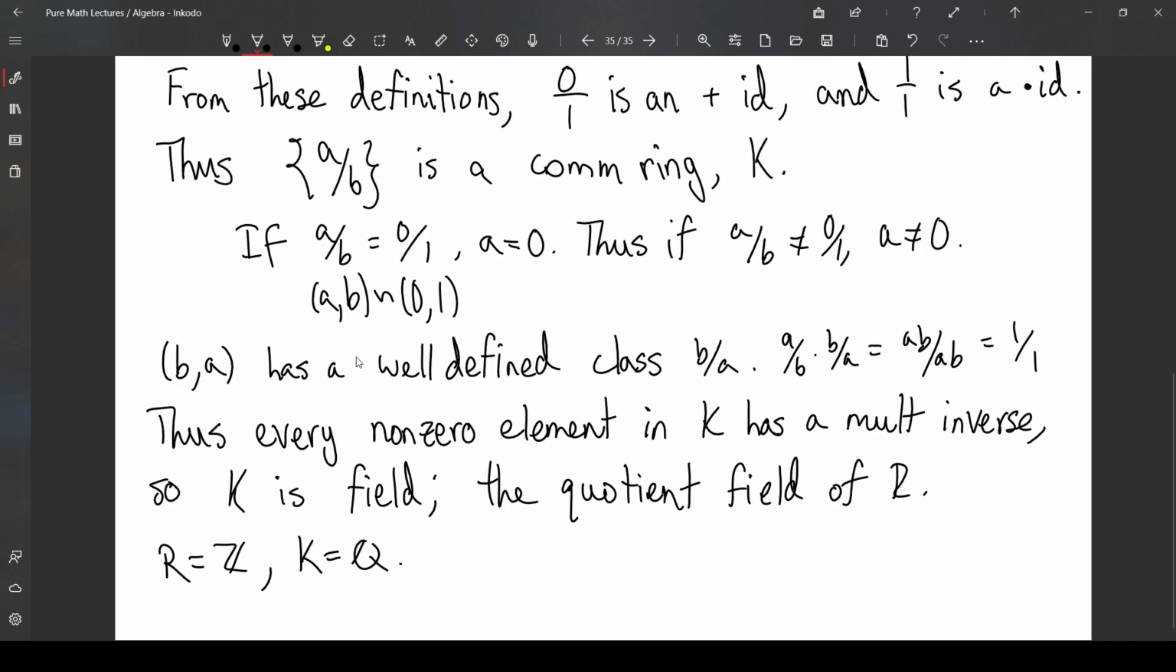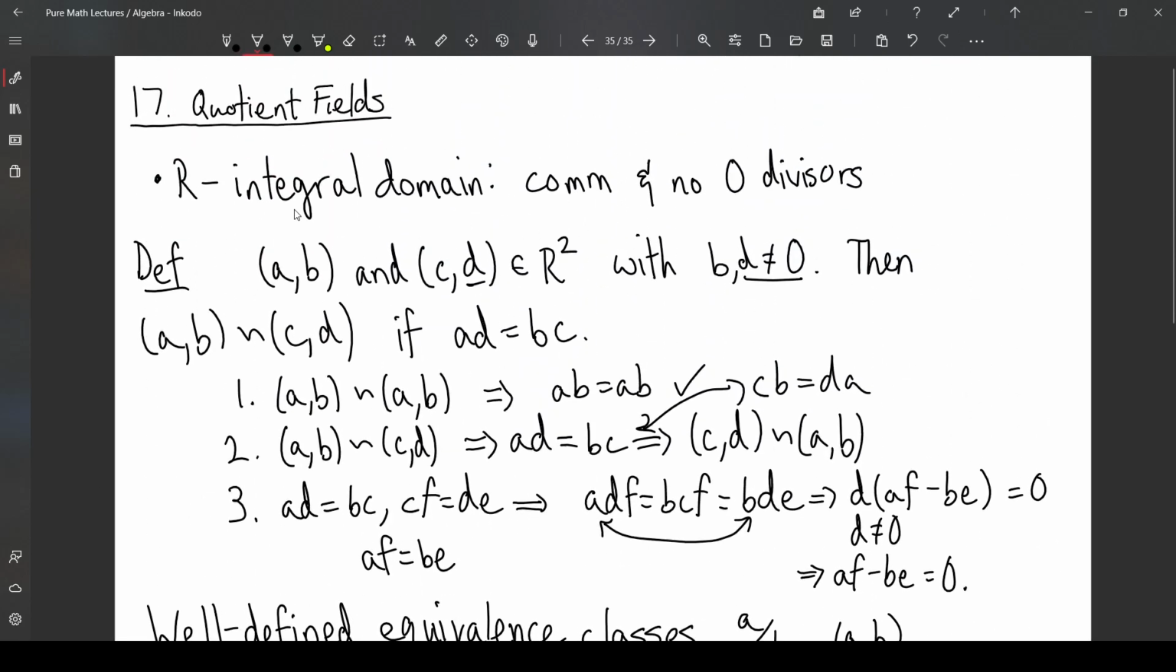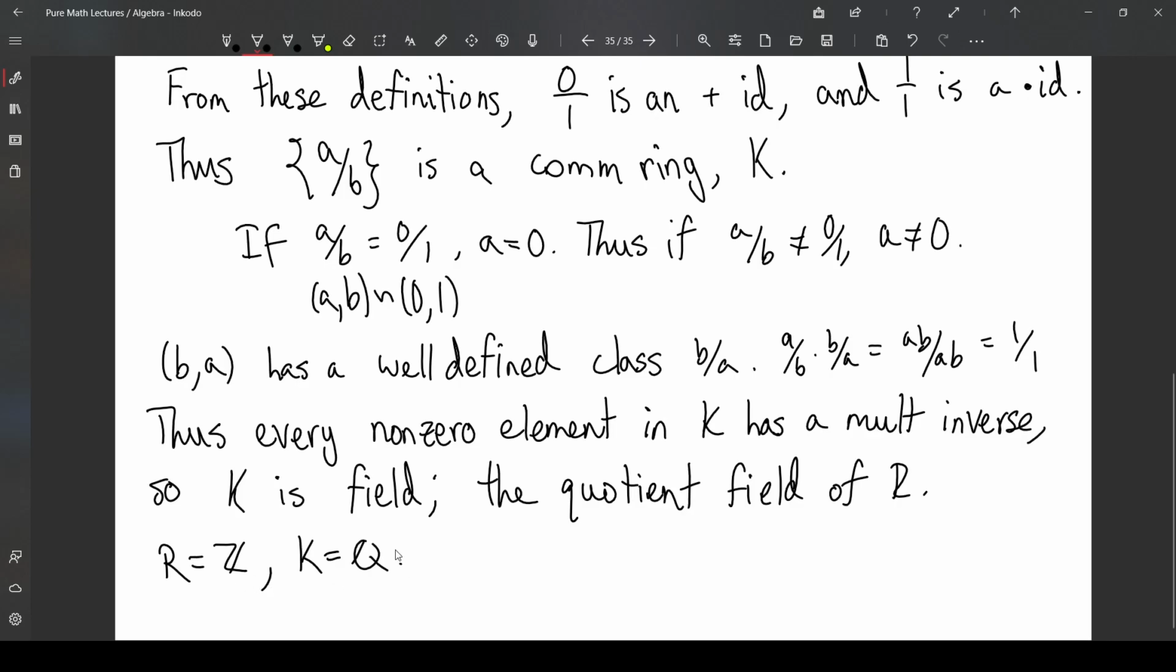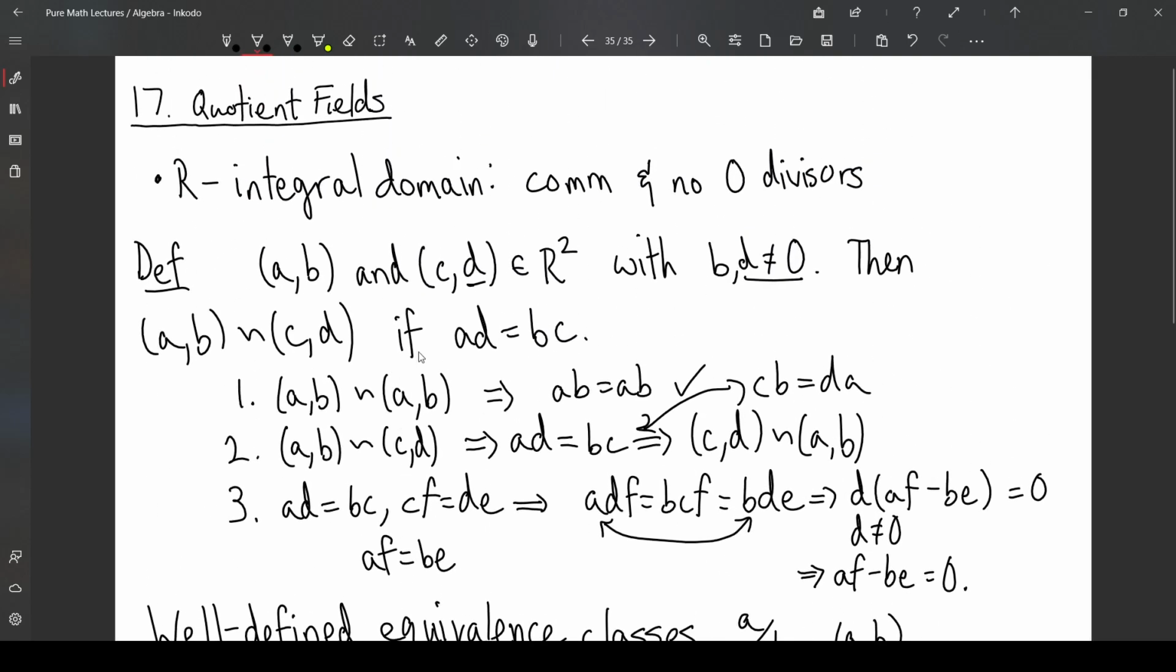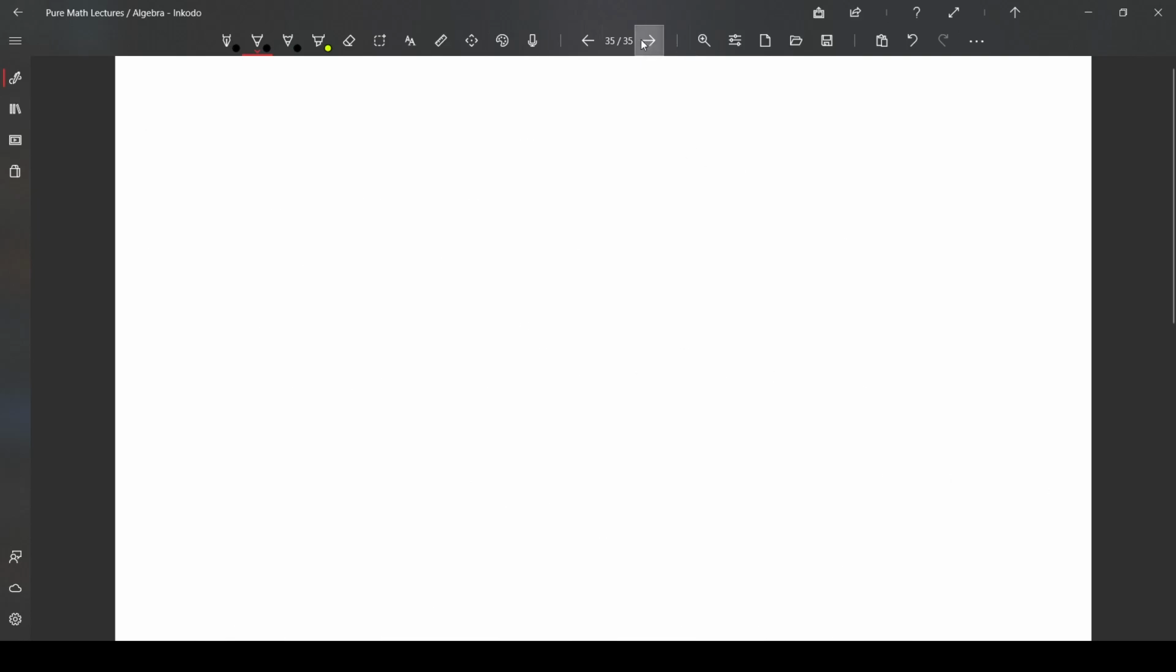Okay. So this is a construction for turning an integral domain into a field. Well, not turning it into, but creating a field out of it. There's a similar construction in commutative algebra called localization, which is outside of the scope of what I plan to cover, but is kind of similar. Okay.